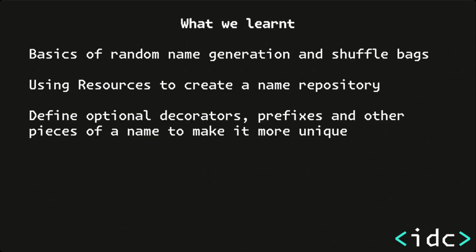And that wraps up the code. Let's go over what we learned. Today I went over the basics of random name generation and shuffle bags. We talked about resources and how we could create a name repository. And then quickly we went over how to add optional decorators, prefixes, or other pieces of names to make it a little bit more unique and not just that first name, last name syntax, which could get very repetitive.